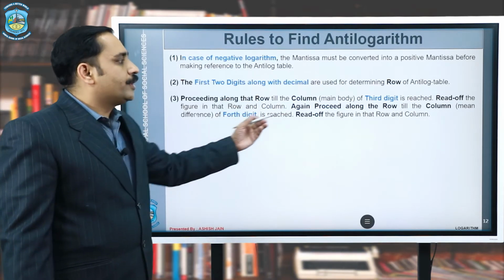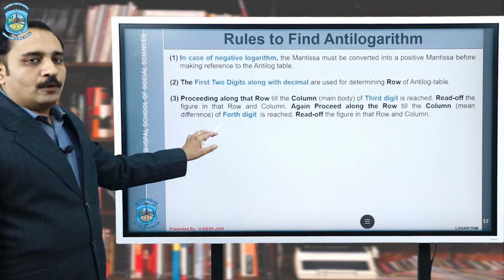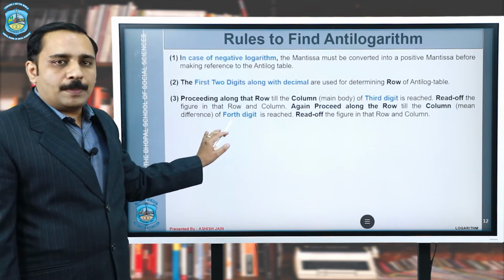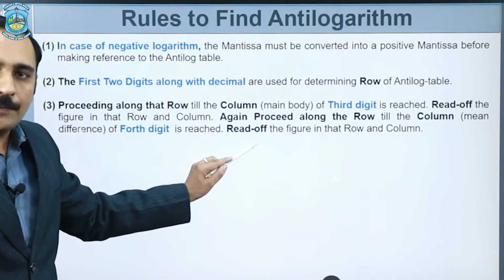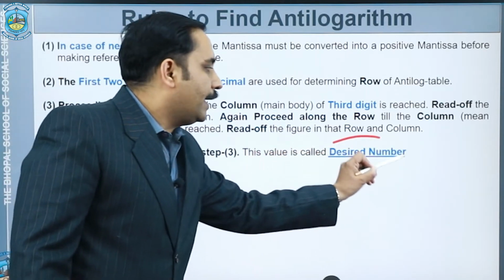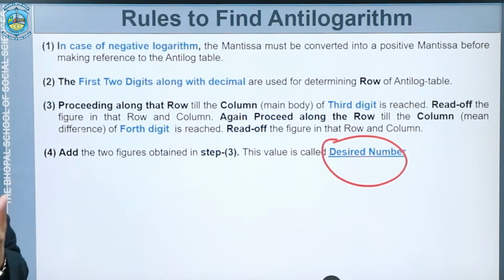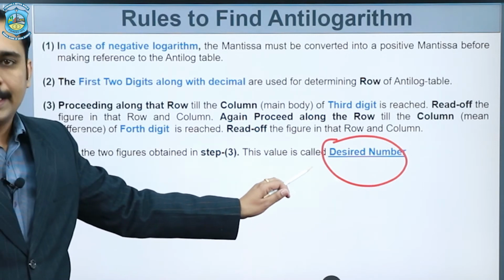Then we again proceed towards the row at the end of the fourth column, where we get the fourth digit value, which is a mean difference part. Here we again read off the value and add up the two values. This will give us the desired number, that means the value on the basis of which we will calculate the anti-log value. This is called a desired number.